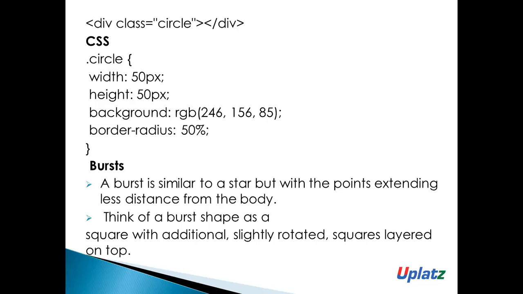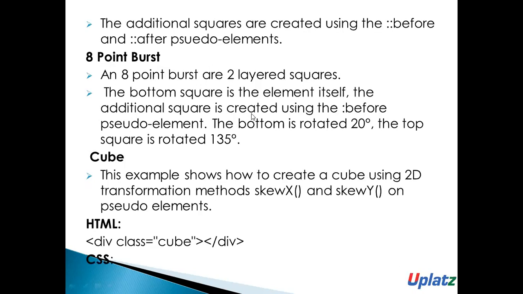So you can see here, the additional square before and after the pseudo elements is the main thing. For the 8-point burst, the bottom square is the element. An additional square is created with the before pseudo-element, and it is rotated 20 degrees, and the top square would be 135. For everything I have a program. I will show you at the last, so at the beginning it may confuse you.